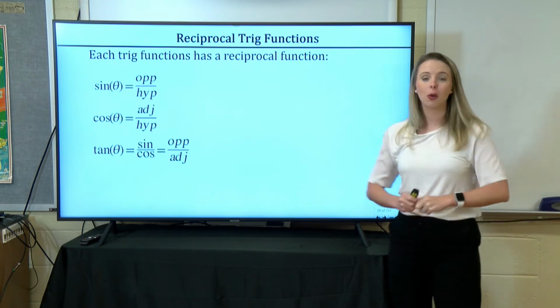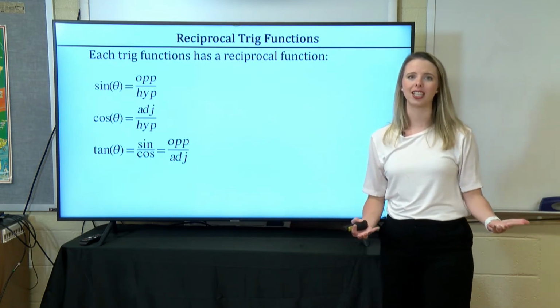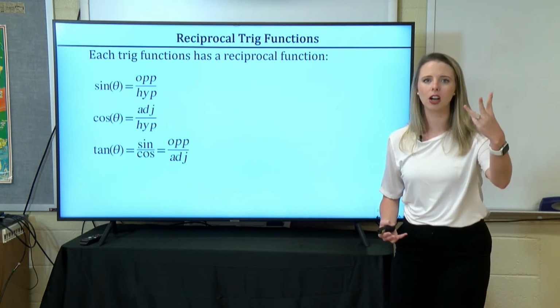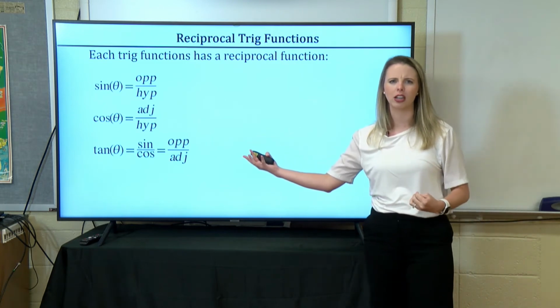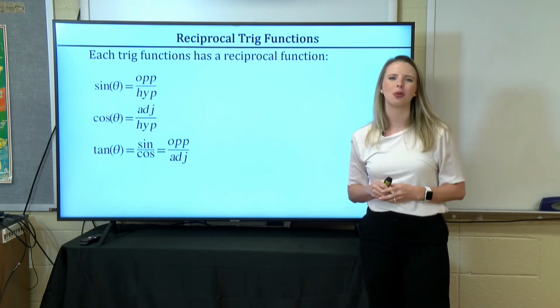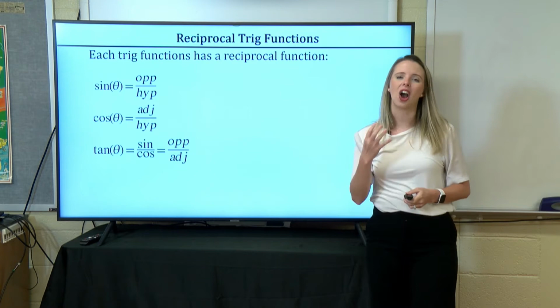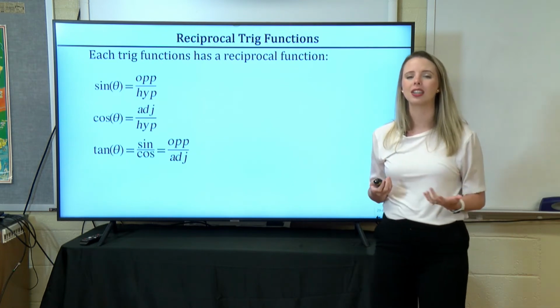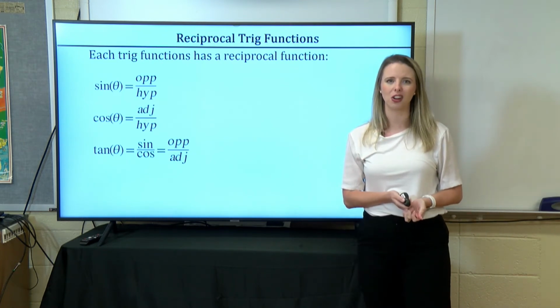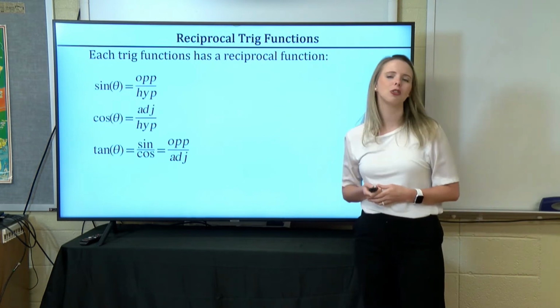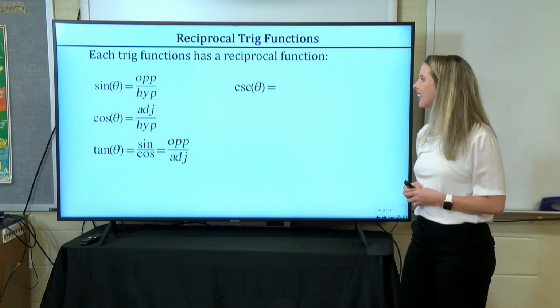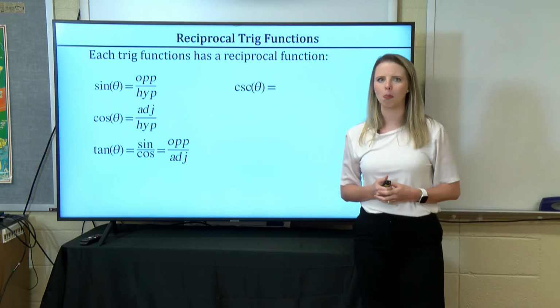Let's move on. So we talked about 6 trig functions in the essential concept, right? And we've only talked about 3. So where do the other 3 come in play? They're the reciprocals. So sine, cosine, and tangent all have sibling functions that are the reciprocal of their function. So sine has a reciprocal function that is known as cosecant. What does reciprocal mean?